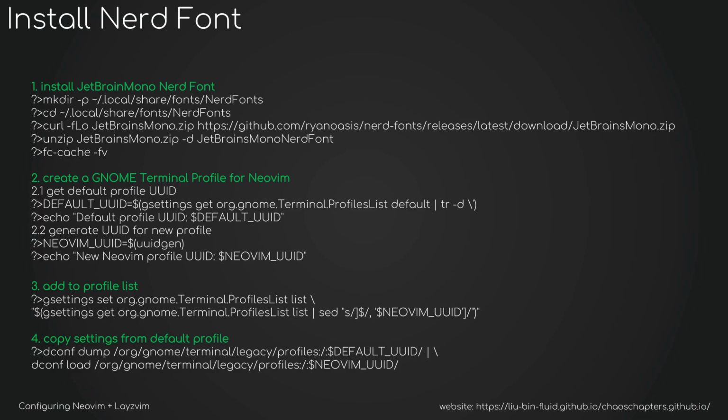In the next step, we assign the UUID of the default terminal profile to an environment variable and do the same for the new terminal profile. Subsequently, we add the UUID of this new terminal profile into the profile list and copy all the settings in the default terminal profile into the new one. At this stage, we have created a new terminal profile for Neovim that will use Nerd Font inside.